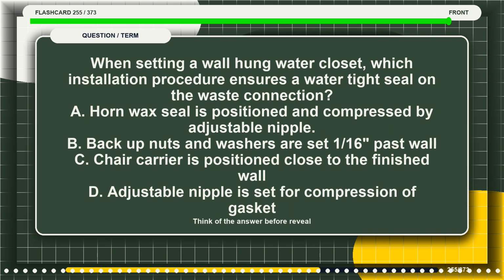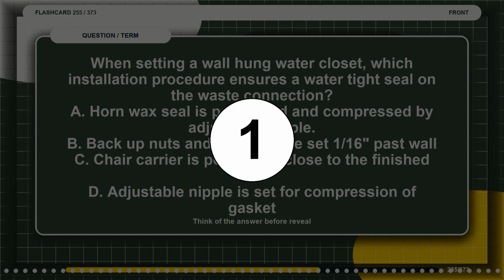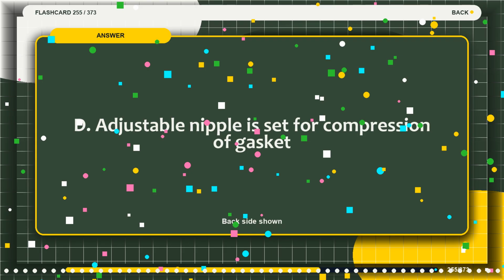Flashcard 255. When setting a wall-hung water closet, which installation procedure ensures a watertight seal on the waste connection? A. Horn wax seal is positioned and compressed by adjustable nipple. B. Backup nuts and washers are set 1/16 past wall. C. Chair carrier is positioned close to the finished wall. D. Adjustable nipple is set for compression of gasket. Think of the answer before the reveal. The answer is D. Adjustable nipple is set for compression of gasket.